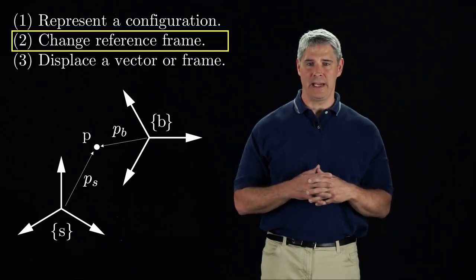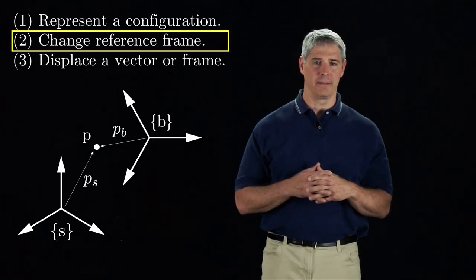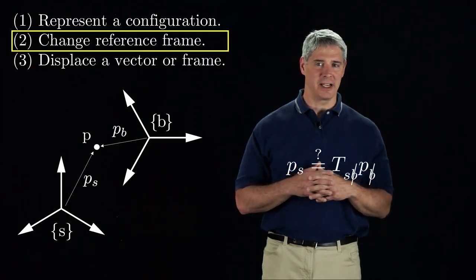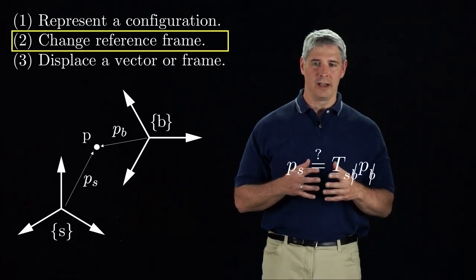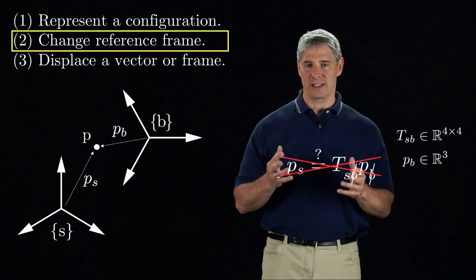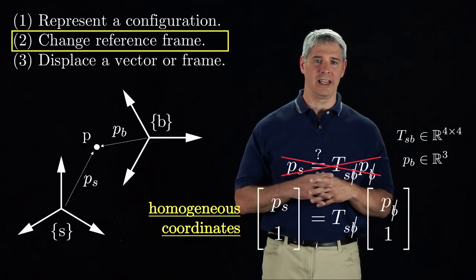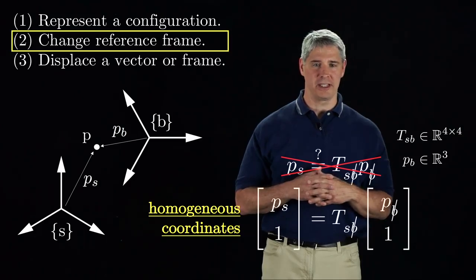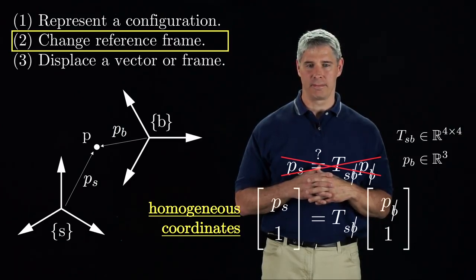We can also change the frame of reference for a point P in space. Let PB and PS be the representations of the point in the B and S frames. We could naively try our subscript cancellation rule again, but this doesn't work. TSB and PB have a dimension mismatch. To fix this, we simply append a 1 to the end of each vector, making the 3 vector into a 4 vector. This is called the homogeneous coordinate representation of the 3 vector.